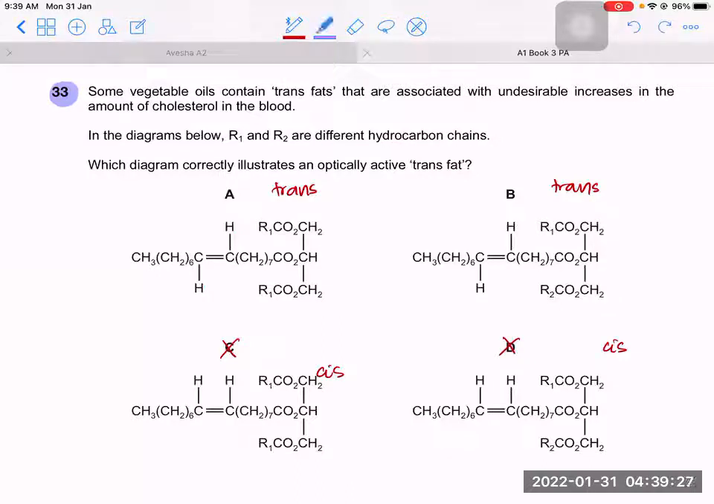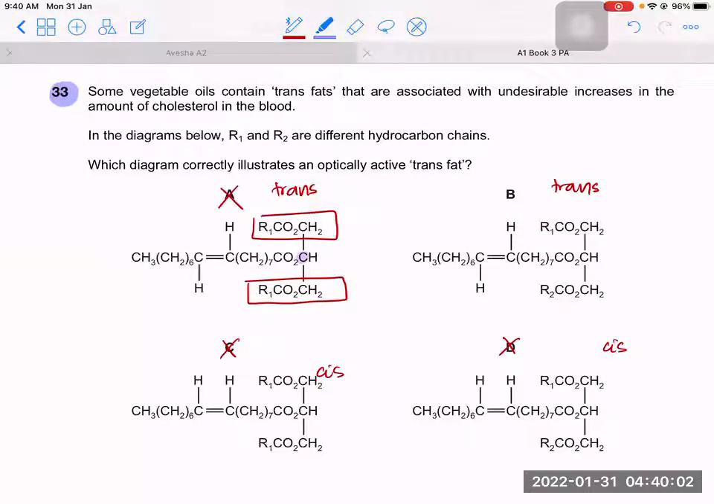So let's see. Can this be chiral? No. Why? Double bond. The 2 O's, one is bonded by a double bond, one is a single bond. So double bond, no chiral. Can this be chiral? No. Why? 2 hydrogens. Can this be chiral? No, because R1CO2CH2, R1CO2CH2, they're both the same group because R1s are the same.